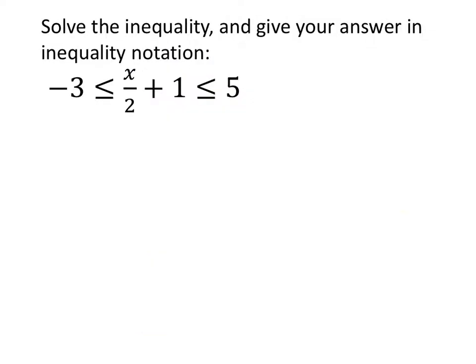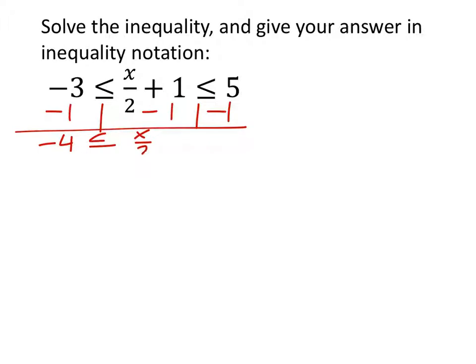Alright, so let's go ahead and try this one as well. Again, principle of equality, I'm going to subtract 1 from all three parts of this inequality. So I got negative 4 is less than or equal to half of an x, which is less than or equal to 4.